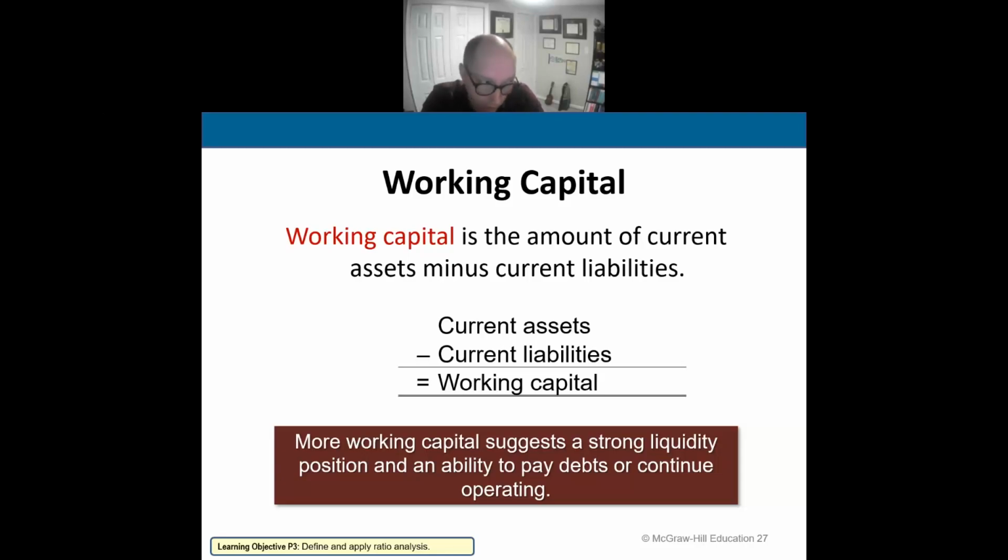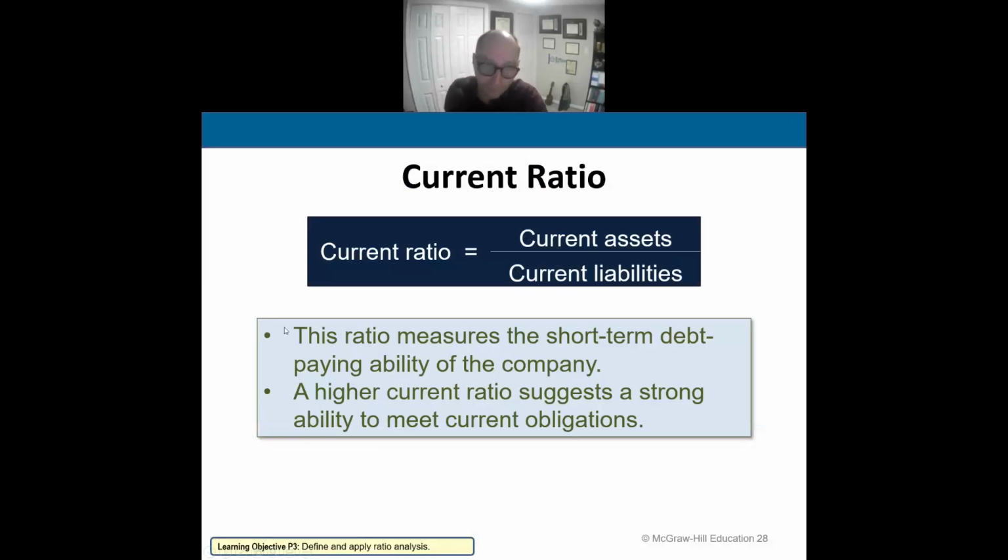I can purchase more inventory with that working capital. I can build out a factory. I can do a lot of things with working capital. It's what's left over after I pay my current bills. The higher the working capital, the better the company's doing. So we take current assets minus current liabilities to find out how much working capital the company has. It's a nice, easy ratio.